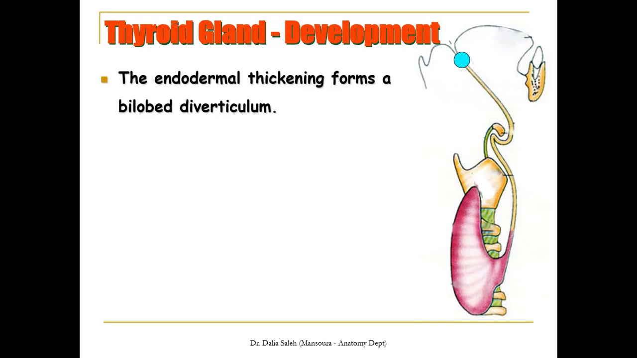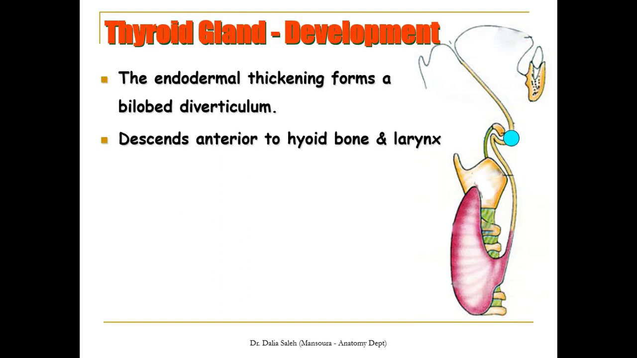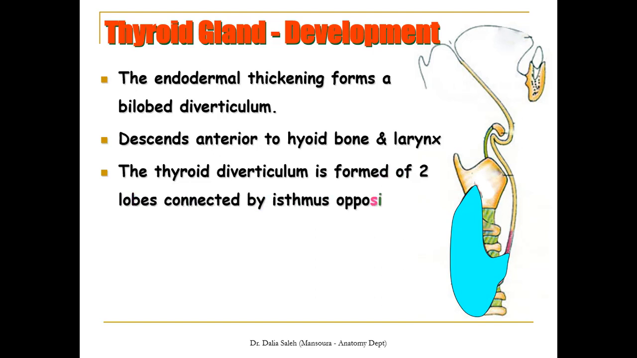So this endodermal thickening forms a bilobed diverticulum that will descend anterior to the hyoid bone and anterior to the larynx. And this diverticulum will be forming two lobes connected by the isthmus. And the isthmus lies opposite to the second, third, and fourth tracheal rings.